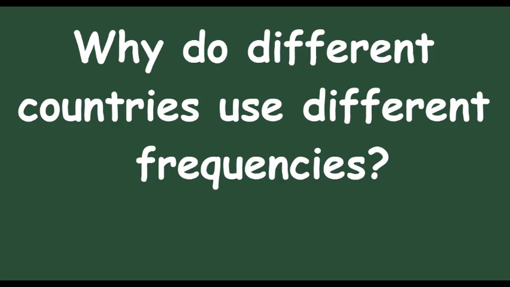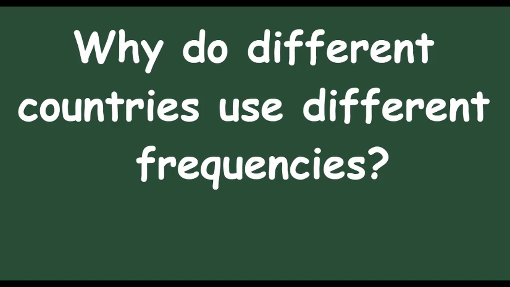Well, electronic devices like radios, cell phones, and Wi-Fi routers talk to each other using electromagnetic waves, which we measure in terms of frequency. Now, if every country used the same frequency for all their devices, it would be like everyone at the party speaking the same language at once, chaos. This is where frequency allocation comes in. Just like how different countries have their own languages, they also have their own allocated frequencies for various communication purposes.